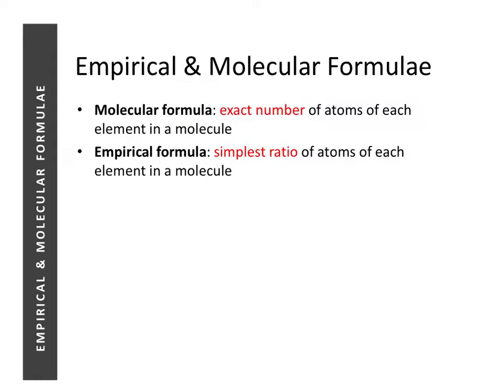So as mentioned, molecular formula shows the exact number of atoms of each element in the molecule, whereas an empirical formula shows the simplest ratio of atoms of each element in a molecule. Now there can be molecules where the molecular formula and the empirical formula is actually the same. For example, water. Okay, for water, this is the molecular formula of water. It is already in the simplest ratio, so the empirical formula of water is the same as the molecular formula.